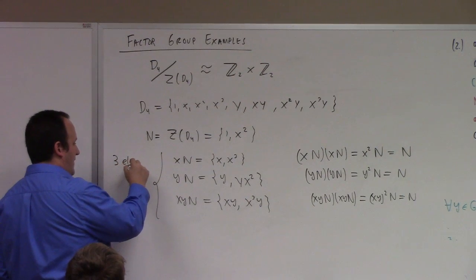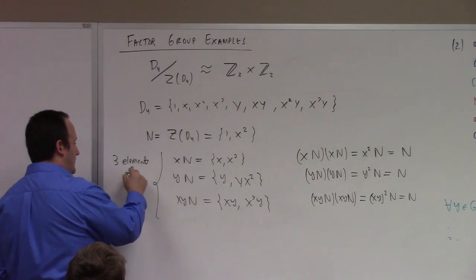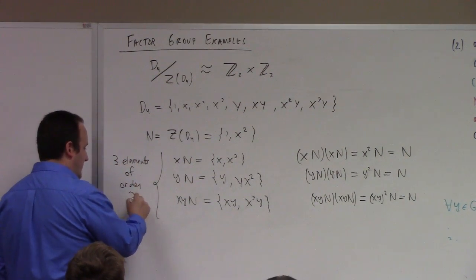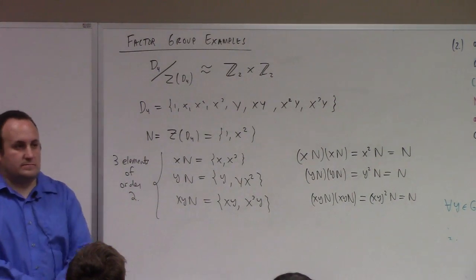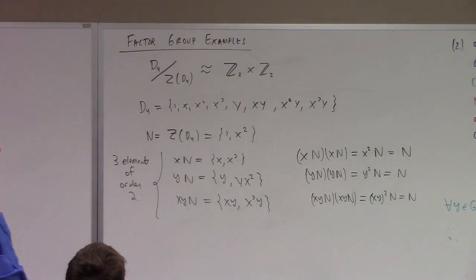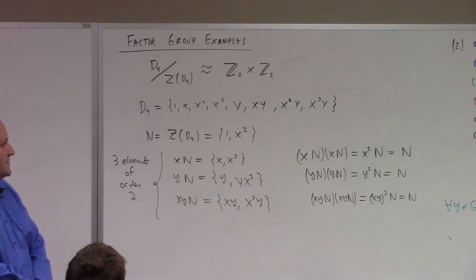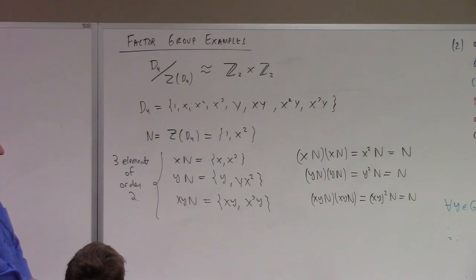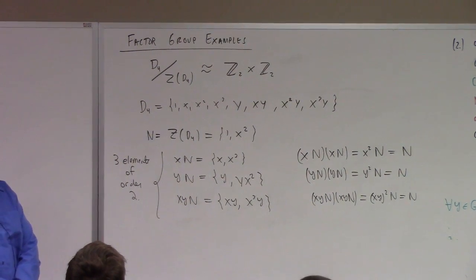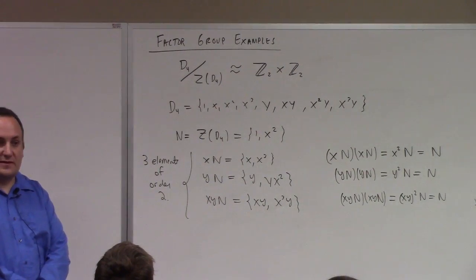So what does this show? 3 elements of order 2. Right? So it follows by our discussion at the start of today that this is a group of order 4, because you got 4 cosets and 3 elements of order 2, so it has to be isomorphic to the Klein 4 group.